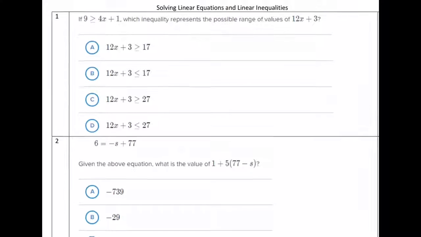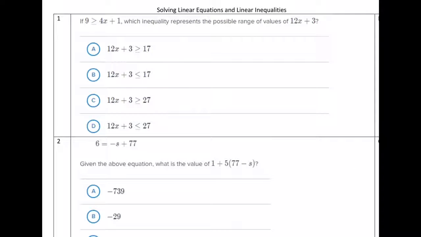Next up, solving linear equations and linear inequalities. Number 1. If 9 is greater than or equal to 4x plus 1, which inequality represents the possible range of values of 12x plus 3?